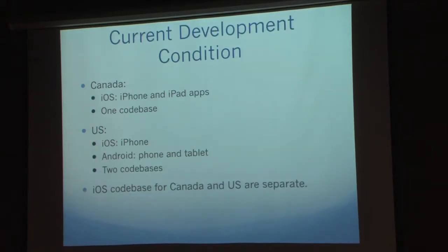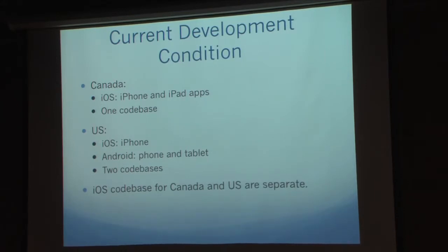But over the years, we've kind of fragmented our development process. We have two separate iOS code bases, one for Canada and one for the US. We also have a separate code base for Android. In fact, the portion of the company that's developing Android is quite separate from the portion of the company that's developing the US iOS portion. So we're in a bit of an interesting phase here.